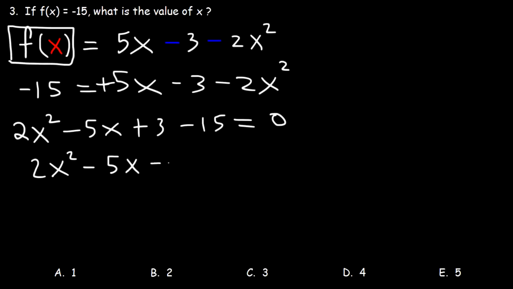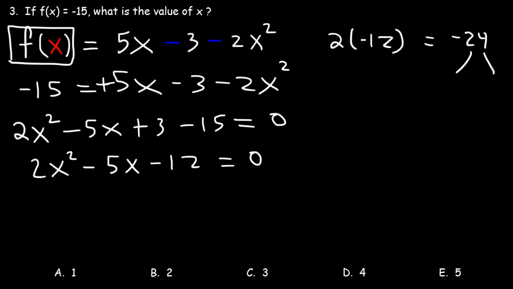3 minus 15 is negative 12. So now we need to factor. We have a trinomial where the leading coefficient is not 1. So we need to multiply the leading coefficient by the constant term in order to factor it. 2 times negative 12 is negative 24. And two numbers that multiply to negative 24 but add to the middle coefficient, negative 5, that's going to be negative 8 and 3. So now let's replace the middle term, that is negative 5x, with negative 8x plus 3x.